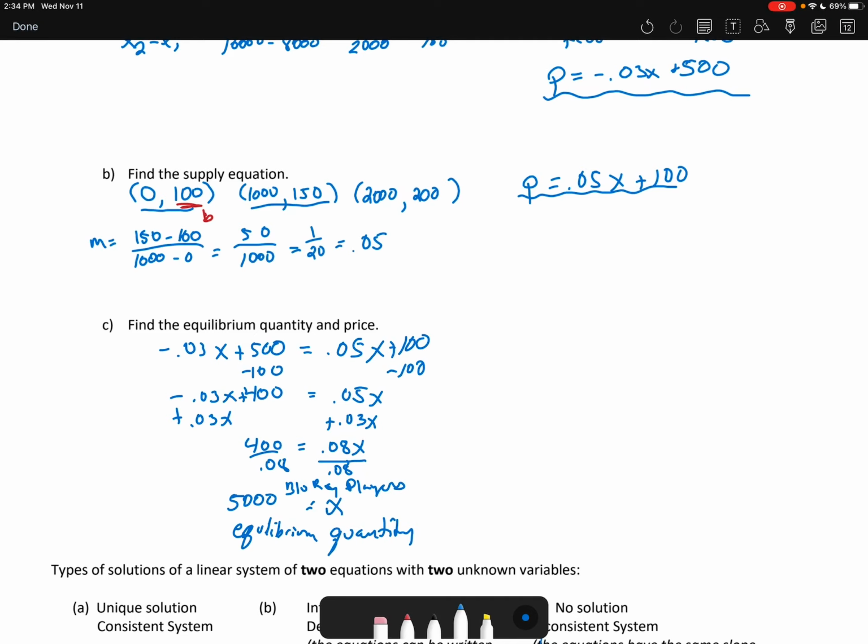But what is the price that they should sell them at here? We should be able to sub it into either equation since that's what balances out. I'm going to choose that second equation. It seems a little bit easier to deal with, no negatives. If I sub in 5,000 here, looks like the price is $350.